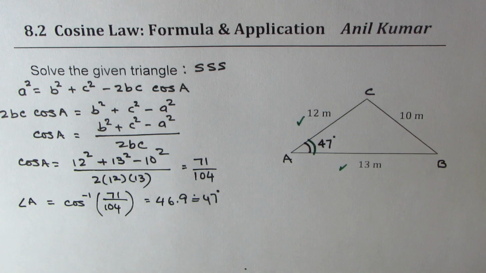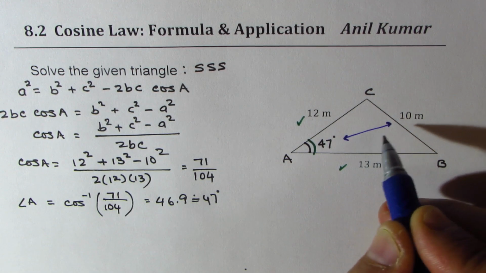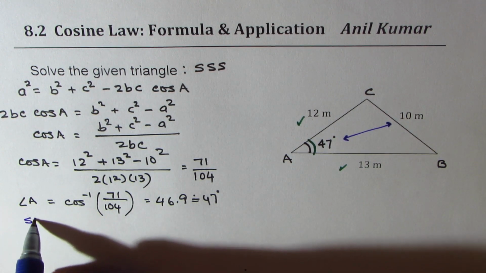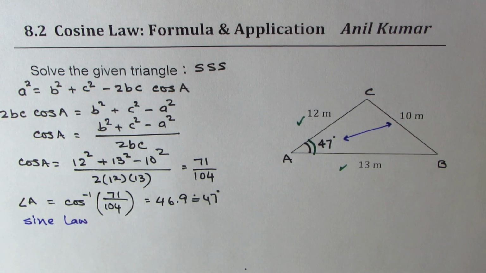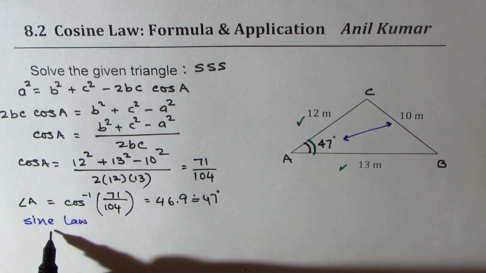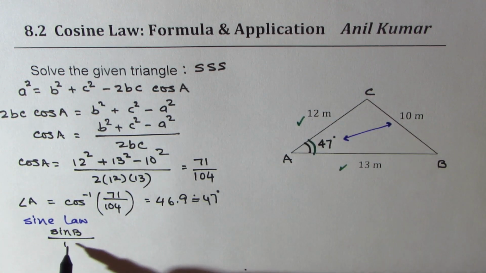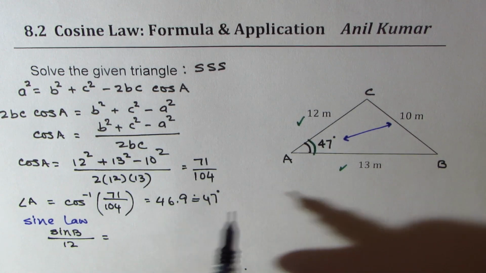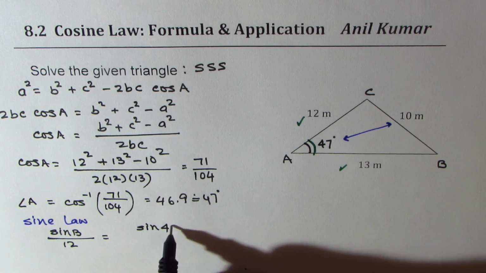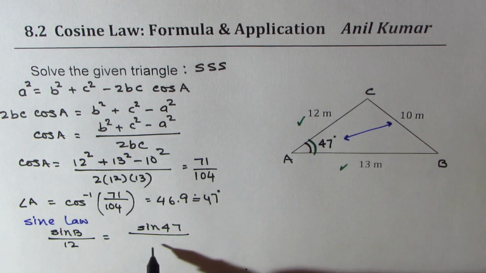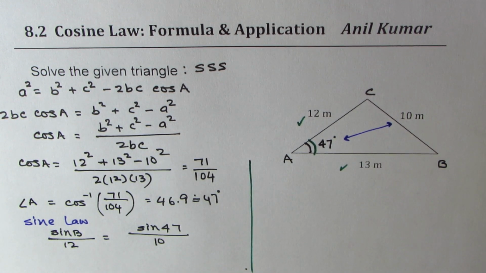Now once you get one of the angles, you should use sine law, since we know this combination, right? Opposite side and angle. So now we'll use sine law and find another angle. Let's say angle B. So we can write this as sine B over side opposite is 12 equals sine of 47 over 10. Now we can cross multiply and find the solution.